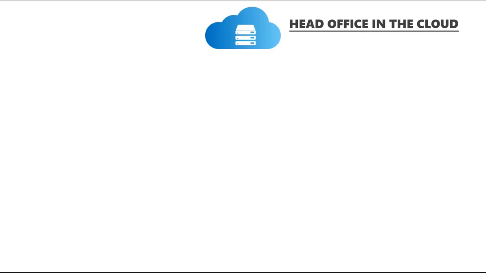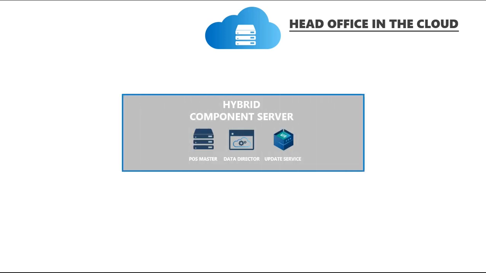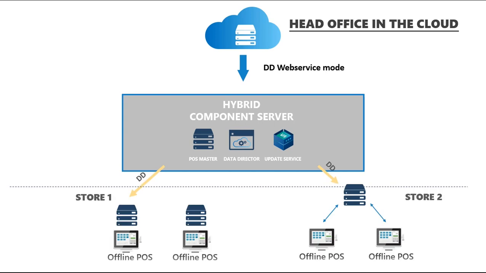So let us summarize our session. Head office in the cloud is our SaaS environment. We have the hybrid component server, which we saw how we can install using the two methods, the PowerShell method and the Azure method. We discussed all the components that we have, such as the POS master, data director, and update service, and their usage, how it can keep the hybrid component server up to date in sync with the head office in the cloud. The data from the head office to the hybrid component server is replicated via DD web service. Further, this data is replicated to the POS machine using the DD, which is data director.